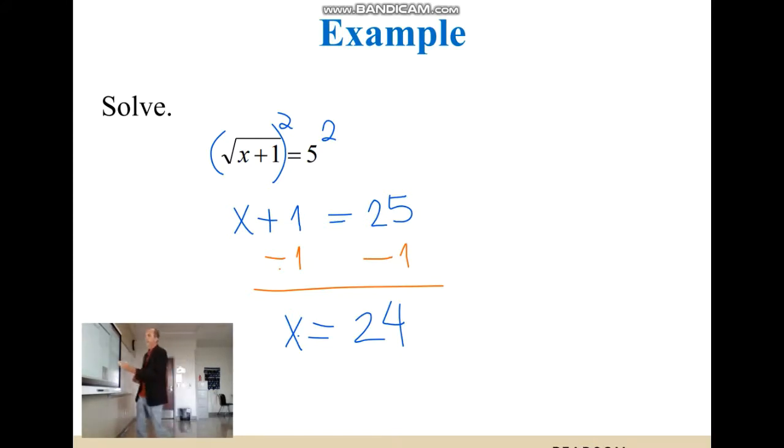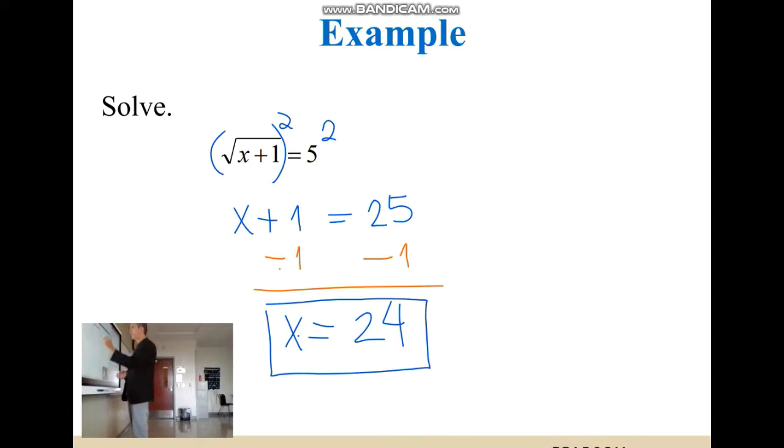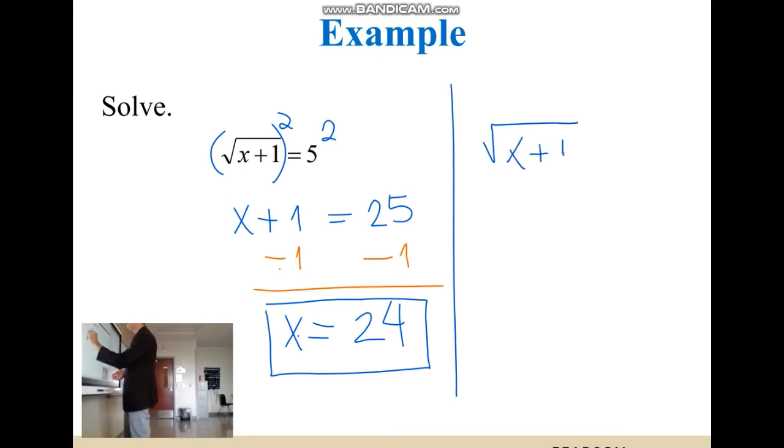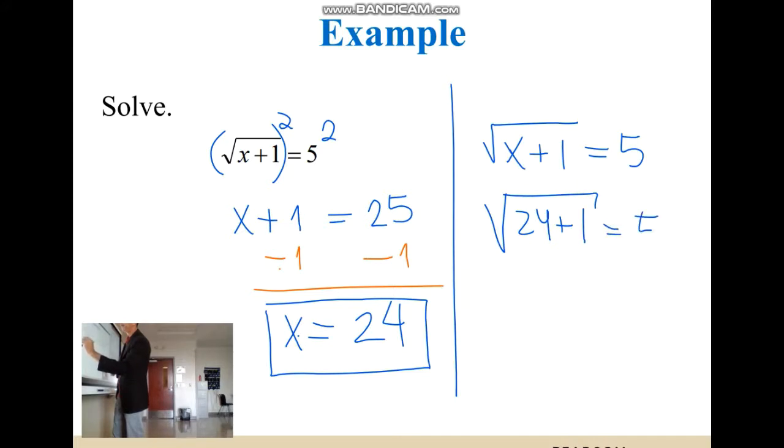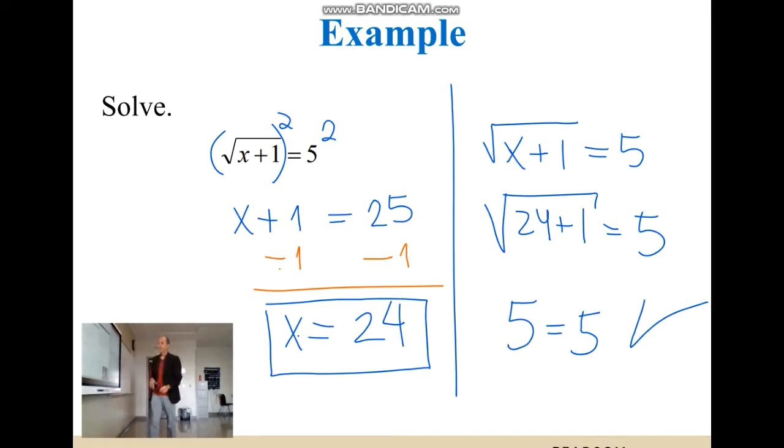We're going to take this result, 24, and apply it into the original equation, which, remember, is square root of x plus 1 equals 5. Square root of 24 plus 1 equals 5. 24 plus 1 is 25, square root of 25 is 5, 5 equals 5. True. So we can confirm this is the solution that we are looking for.